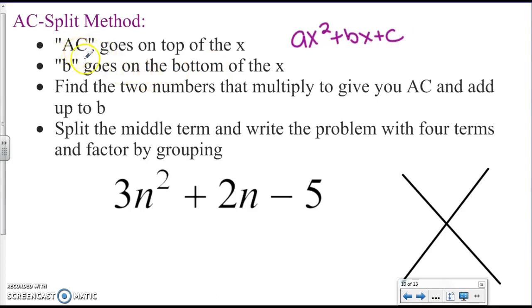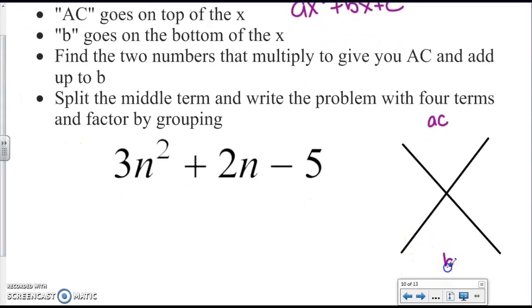So we are going to multiply a times c and put AC on the top of the x, and then b will still go on the bottom like we did before. Then you're going to find the two numbers that multiply to give you the top and add up to the bottom. And then you'll have to do one more step where you split the middle term and use factor by grouping. Okay, so let's go ahead and try that.